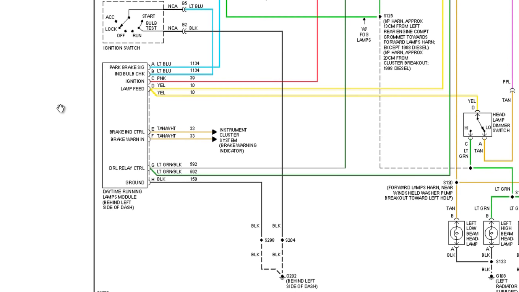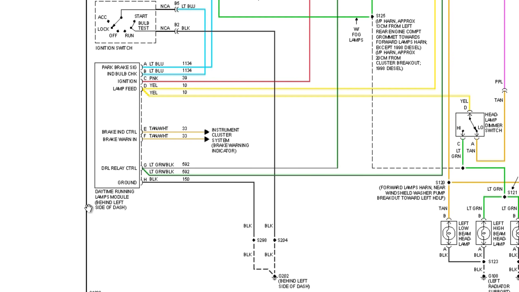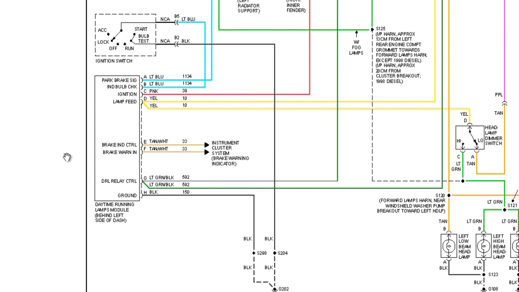So what I want to focus on first is the daytime running light module. It's located behind the left side of the dash. The location ain't too important right now. I just want to see what it's looking for in order to operate. And up here we're going to look at the module as this is going to be the input, all the inputs of what it's looking for in order for it to get the OK signal to operate correctly. The first thing you see here is the park brake signal.